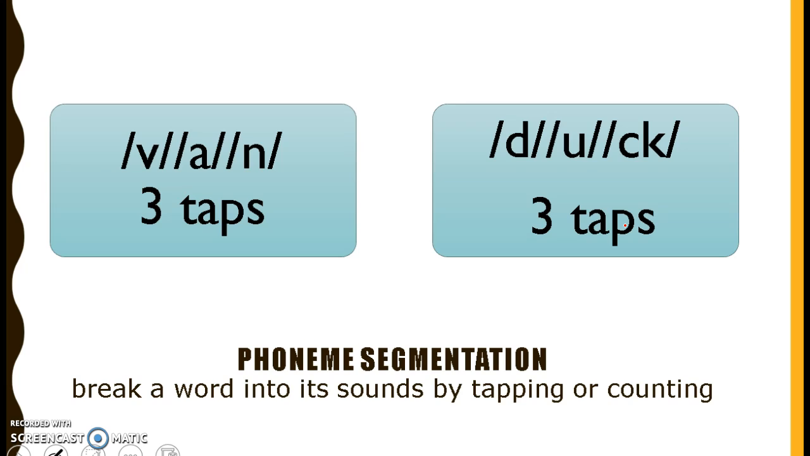The next exercise is phoneme segmentation, where a word is broken into its sounds by tapping or counting. So the word van would count as having three taps: v, a, n. And the word duck would count as having three taps as well: d, u, k.